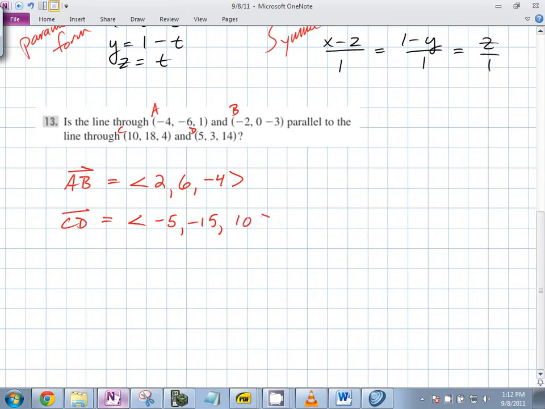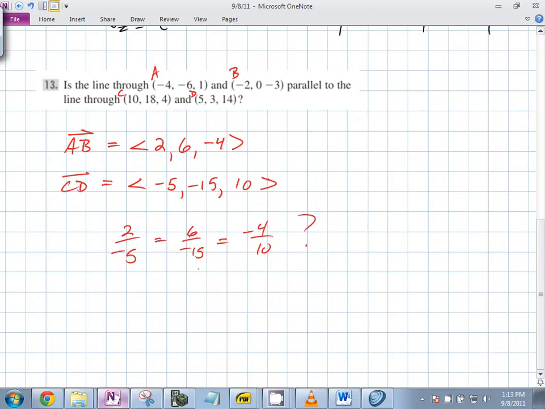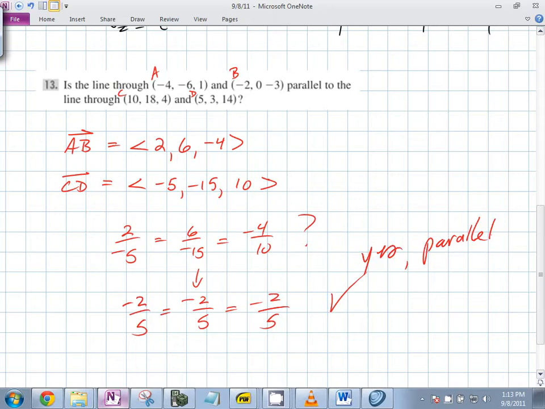and 10. So two vectors are parallel to each other if what? Direction is the same, or exact opposite. So how do you figure that out numerically? They need to be proportional to each other, all the corresponding components. So we have 2 over -5. Does that equal 6 over -15? And does that equal -4 over 10? Yes, it is true because this simplifies to -2 over 5, and that simplifies to -2 over 5. So everything is proportional. So yes, parallel. It is that simple.